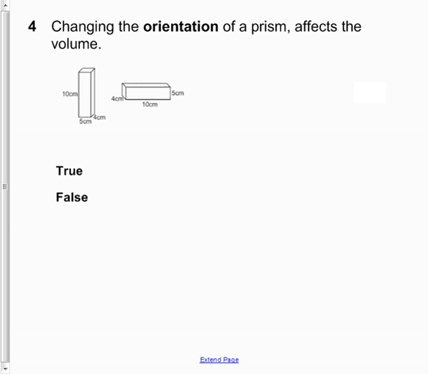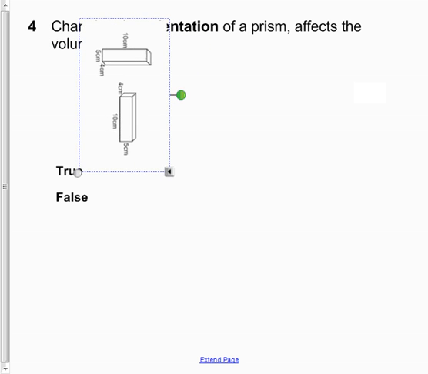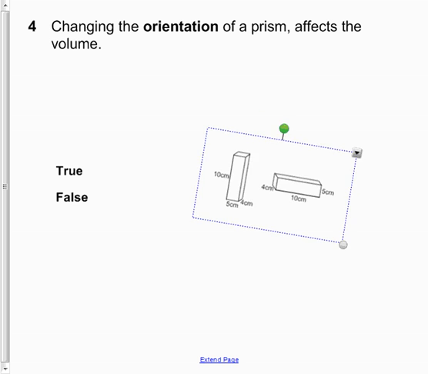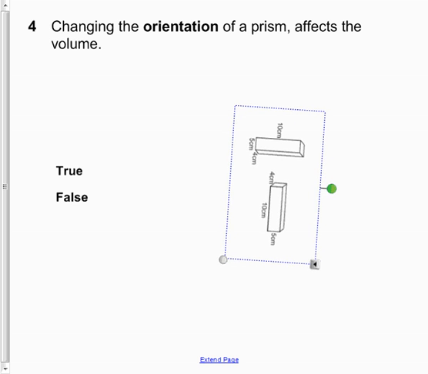Question 4, changing the orientation of a prism affects the volume. Now remember, orientation is simply a fancy way of saying this. So the orientation is rotated. Does that affect the volume? No, because the amount of space inside it doesn't change.